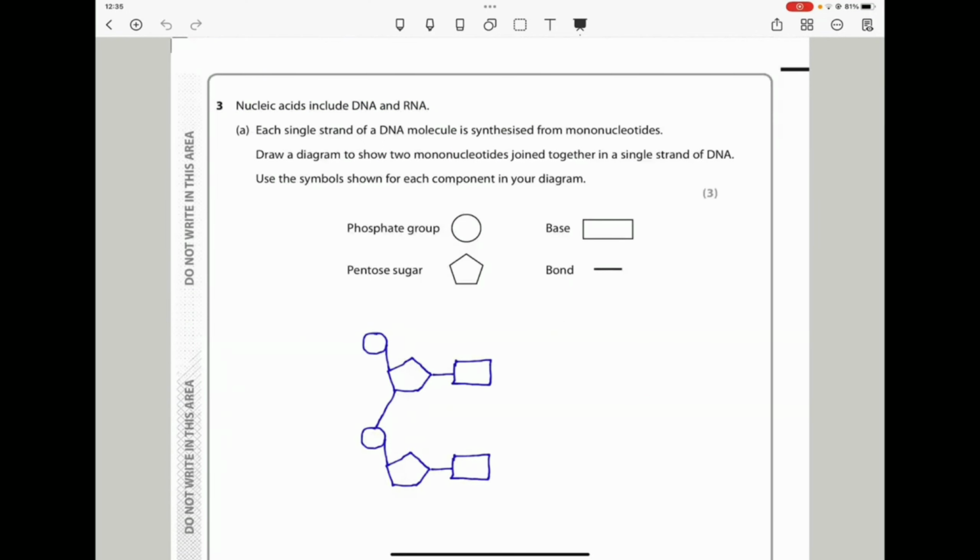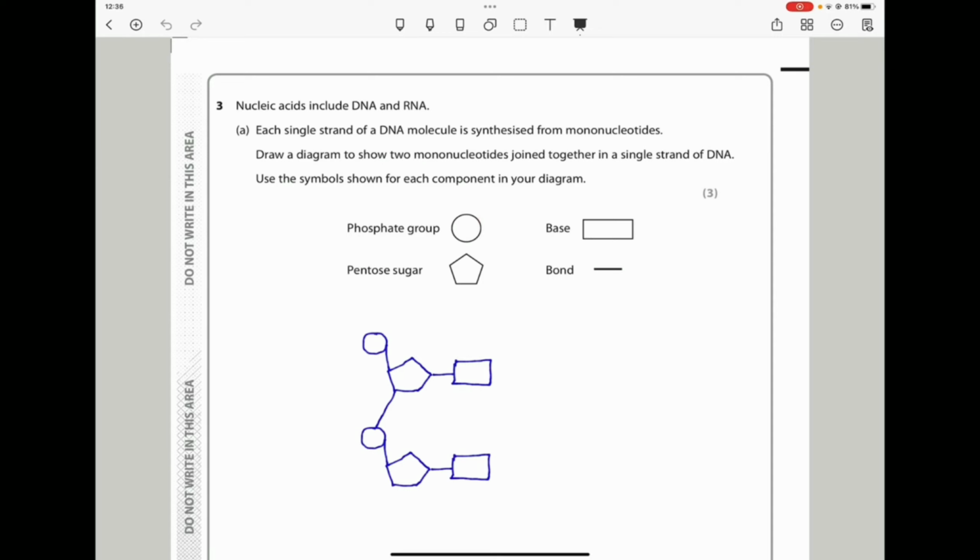Question 3. Nucleic acids include DNA and RNA. Each single strand of a DNA molecule is synthesized from mononucleotides. Draw a diagram to show two mononucleotides joined together in a single strand of DNA and use the symbols shown for each component in your diagram.